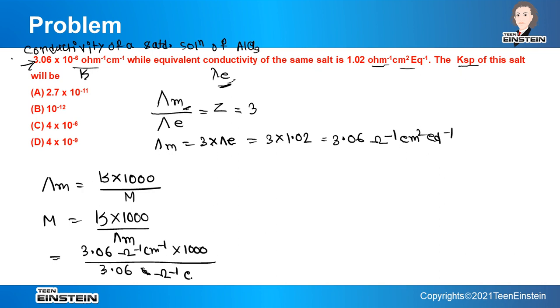Unit you can write or not, that is up to you. So ultimately this will be cancelled, and ultimately what you will get, sorry, 10 to the power 6 that I missed here. Kappa is 3.06 10 to the power minus 6. So 10 to the power minus 6 and 10 to the power 3, ultimately it will be 10 to the power minus 3.